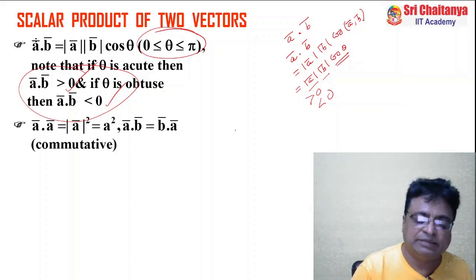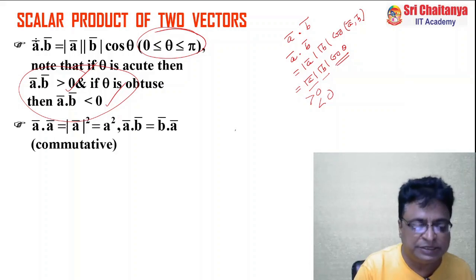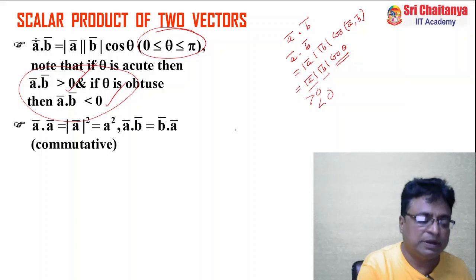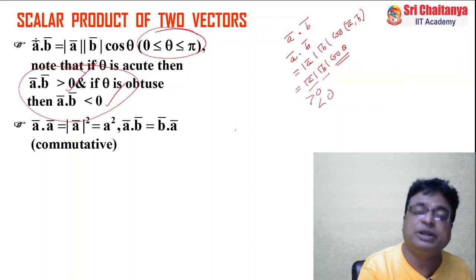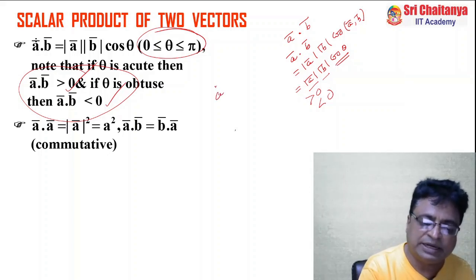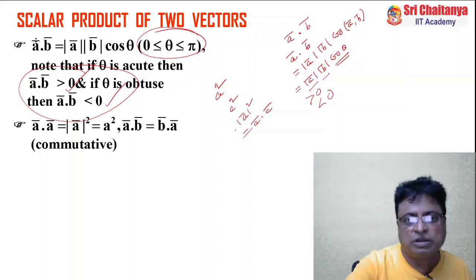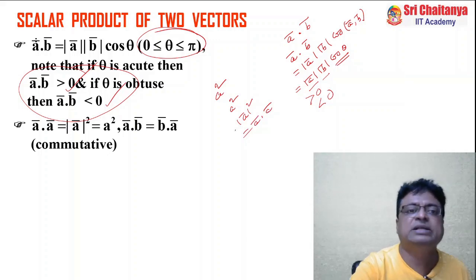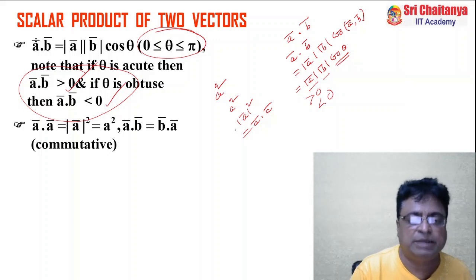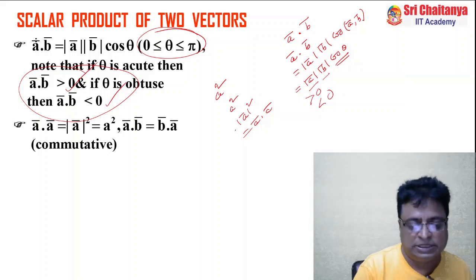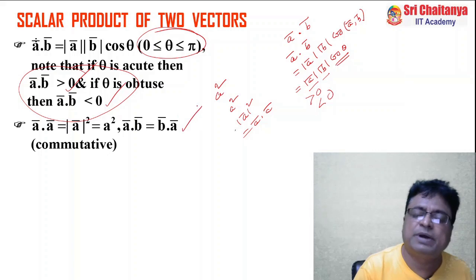Now, my friends, again the basic properties. If I replace B bar with A bar, it becomes A bar dot A bar, which is nothing but mod A bar whole square, or simply I can write it as A square. So whenever I write A square or B square in vector algebra, that means mod A bar whole square, nothing but A bar dot A bar. These are the things hidden behind A bar dot A bar, nothing but A square. Similarly, A bar dot B bar is equal to B bar dot A bar.